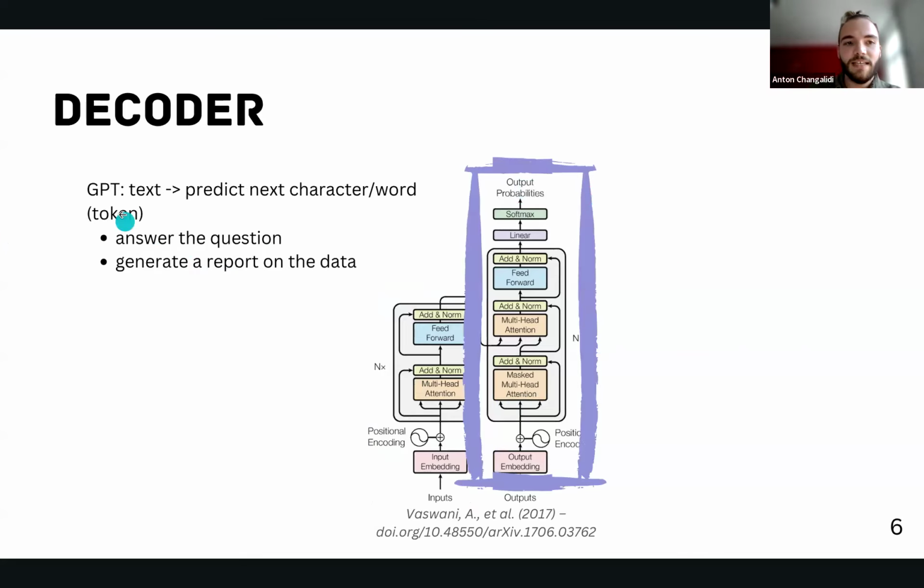Second thing is the decoder. What it basically does is next token prediction, next character or word. And for example, it can answer a question. Everyone knows GPT, and GPT is basically the decoder part of the full transformer.